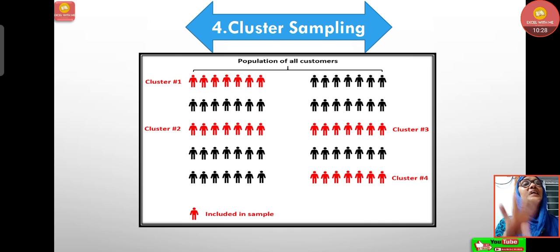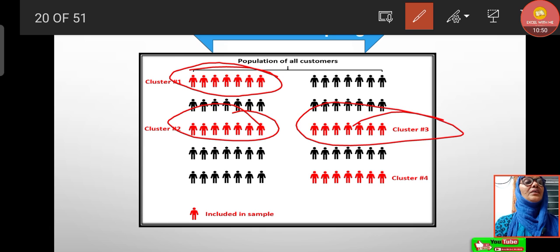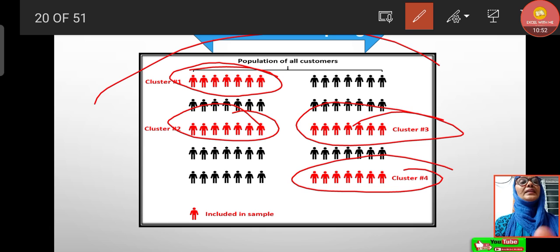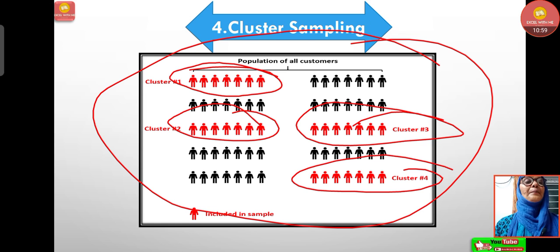Then the fourth one is cluster sampling. There are clusters here, all the population, maybe all the customers here: cluster 1, cluster 2, cluster 3, cluster 4. These are included in a sample here. You can see all the population. Maybe we can take this as the first cluster, this is the second one, the third one. Then out of all this population, we have chosen the clusters. That's why it is called cluster sampling.